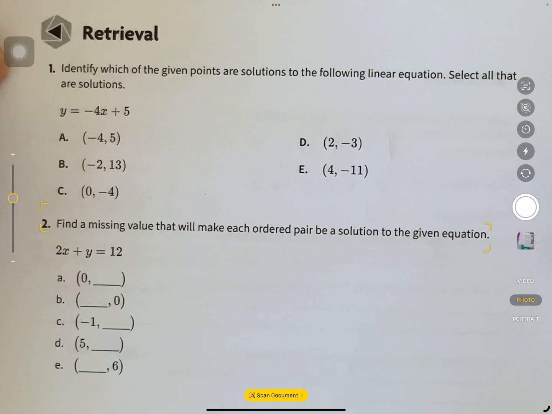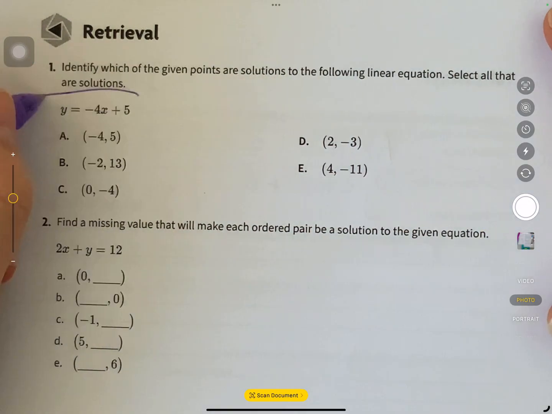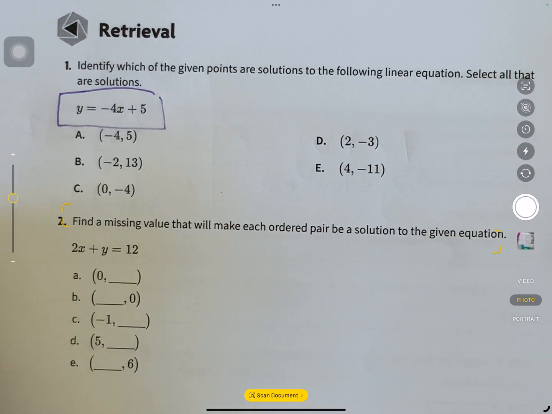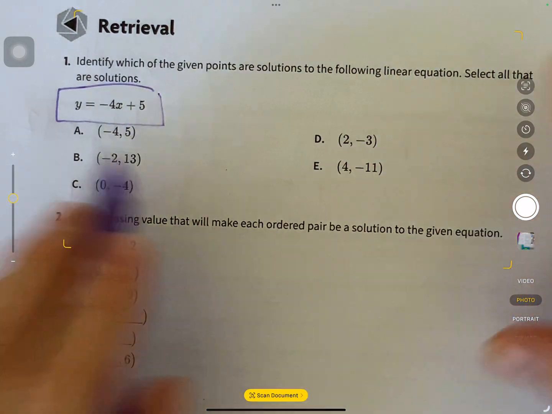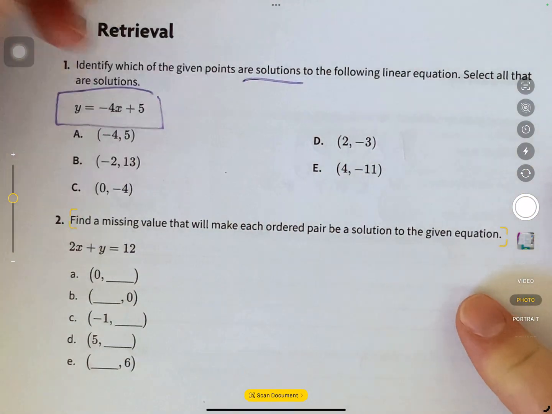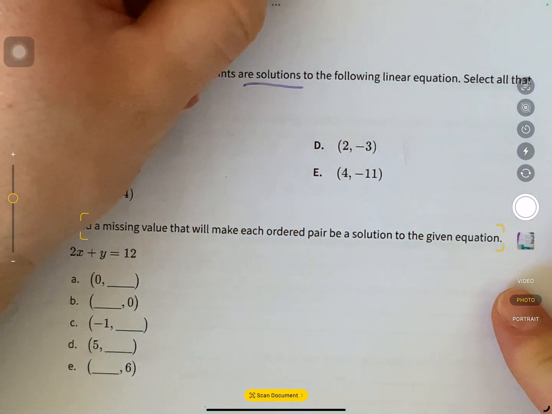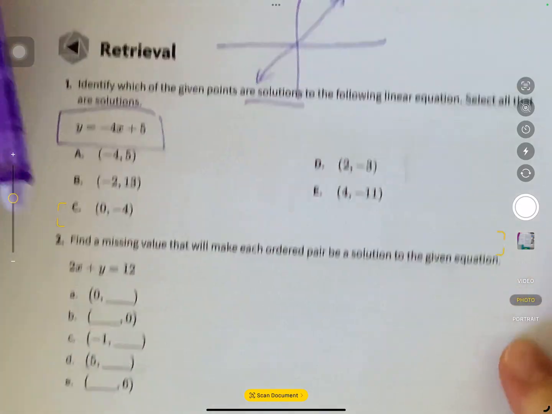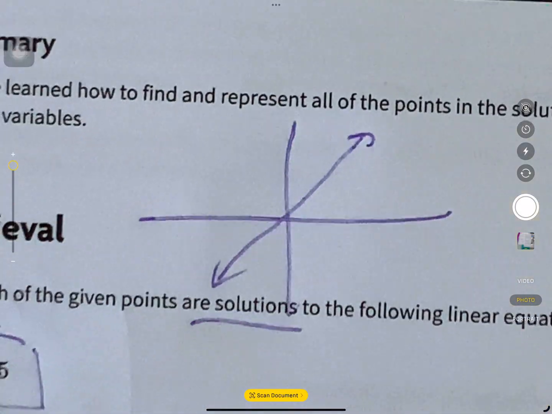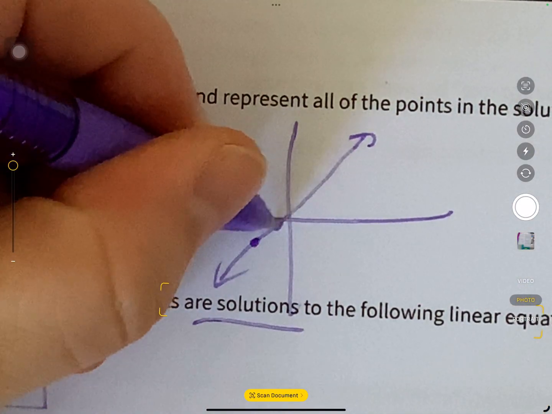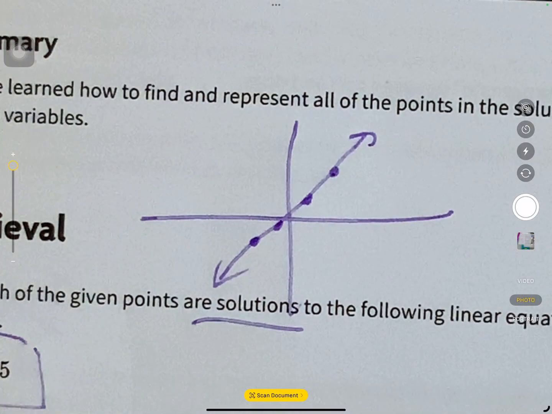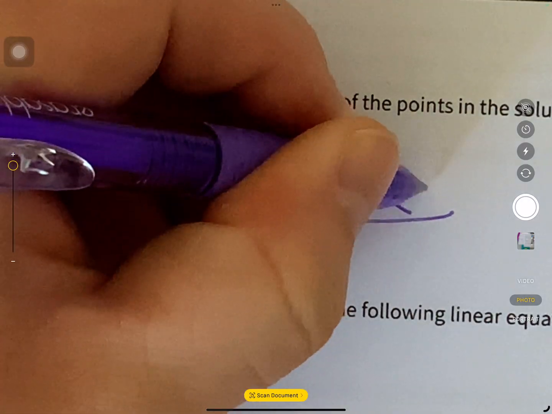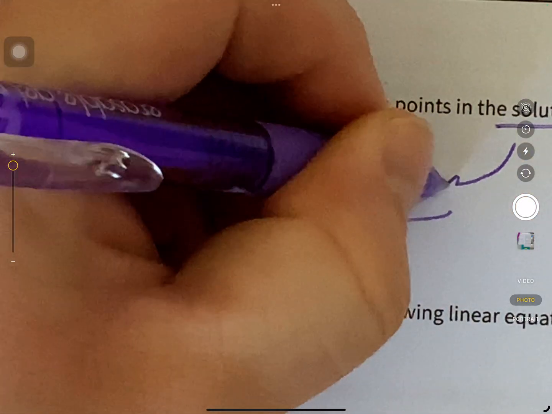All right, so retrieval. This is the equation, y = -4x + 5. We have a bunch of possible solutions. We don't know if they're solutions. What are solutions anyways? Okay, so you remember when we draw a line, and that line has dots on the line, right? Every one of those dots is called a solution, okay?